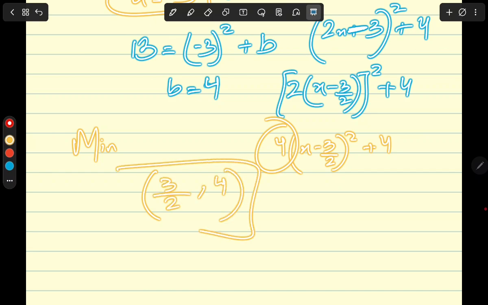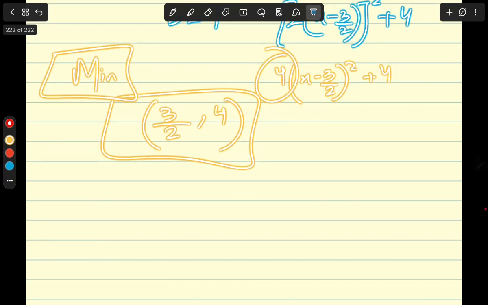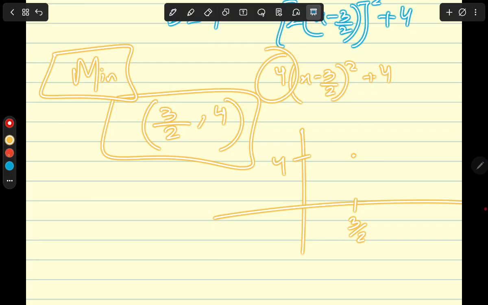So this is the vertex, this is the nature of the curve, and if they're asking you to interpret the minimum, then we say that the minimum exists at (3 upon 2, 4), and this is a minimum type curve, and the graph is upward opening owing to the fact that 4 is greater than 0.